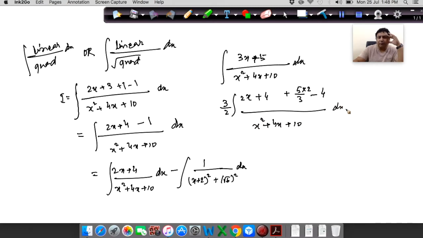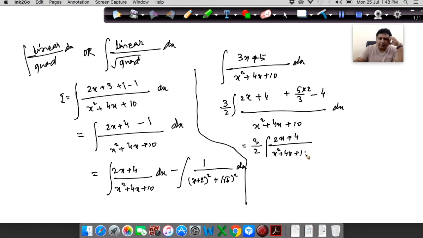Now you see, if I open this, I get a 3 by 2, 2x plus 4 upon x square plus 4x plus 10, and this is 10 and 12, so minus 2 by 3 into 3 by 2, so minus 1. 1 upon x plus 2 whole square plus root 6 square.